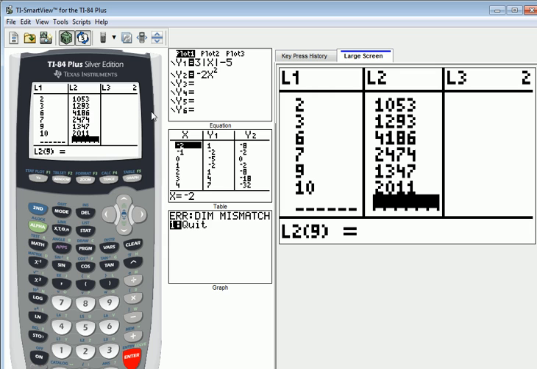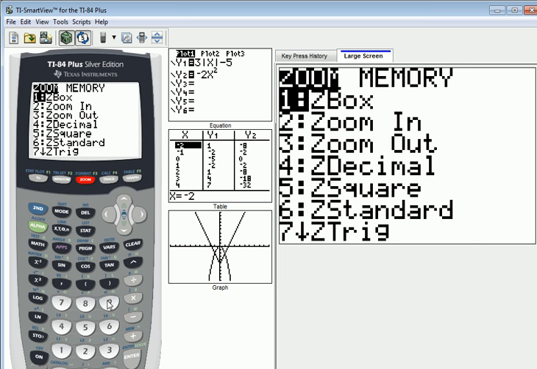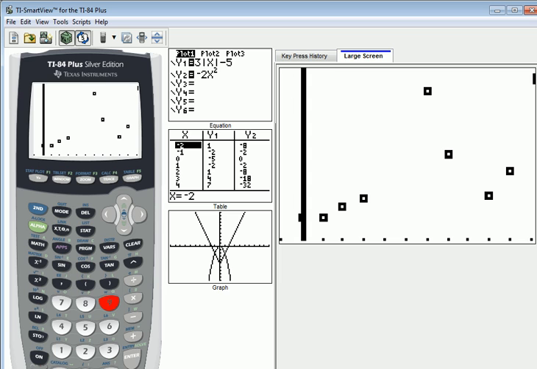So if it says dimension mismatch, then you failed to put the equal amount of data into each column. So hopefully you didn't, but let's try it again. Now we should be able to zoom 9, and there's our data.